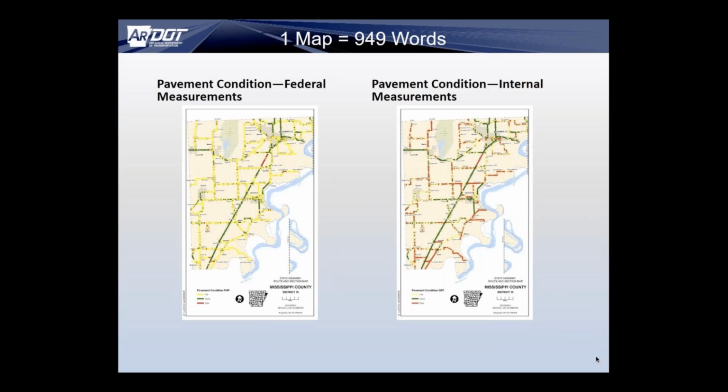The slide shows what we refer to as the yellow map, which is based on federal criteria, as compared to our internal pavement condition index map. This is the visual difference between our PCI-based ratings and the federal good, fair, poor ratings.